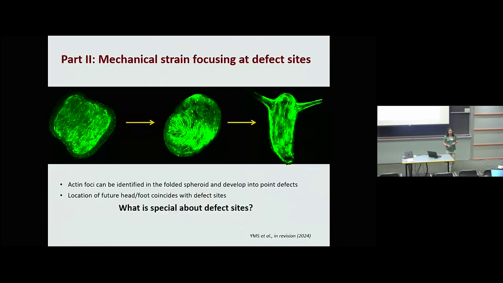Okay, so this led us to the next obvious question, which is, well, what can be special about the defect sites?